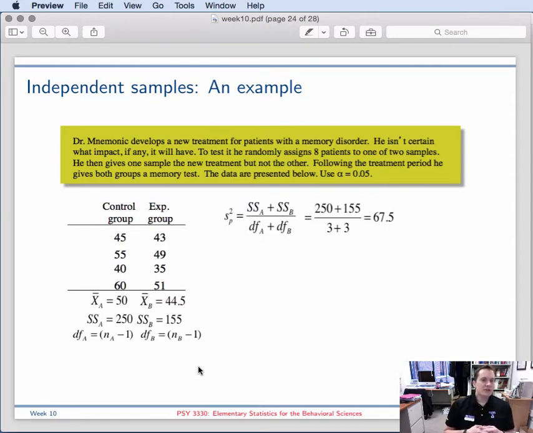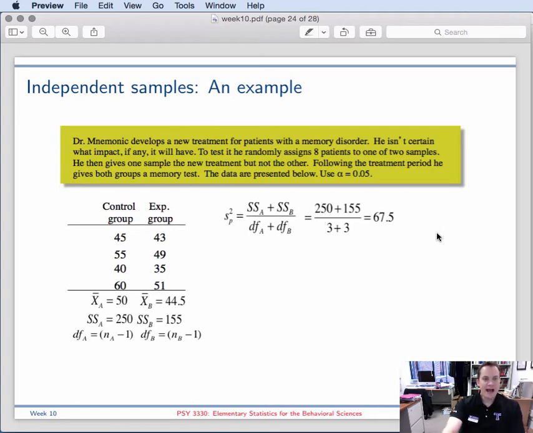Now, the first thing we need to do is find the pooled variance. Remember, we need to combine the variances together. And we had a nice formula for doing that just a little bit ago. We take the 2 sums of squares and add them up and divide by the 2 degrees of freedom. So this would be 250 plus 155 over 3 plus 3. Gives you a pooled variance of 67.5.